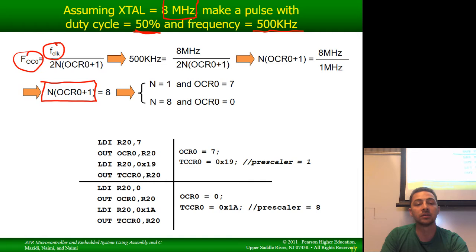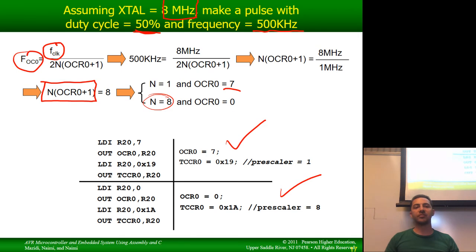So if n is 1, then it's just OCR plus 1 equals 8. So therefore OCR is 7. If n is 8, well, then we divide both sides by 8, and we get OCR is 0. Okay, and our prescaler is 8. So either one of these would do the same thing. Obviously, if you try to divide by 64, you'd end up with a negative number or a fractional number, and that's not going to work. Okay, usually we want to use the lowest prescaler, because that will give us more fine-grained control.